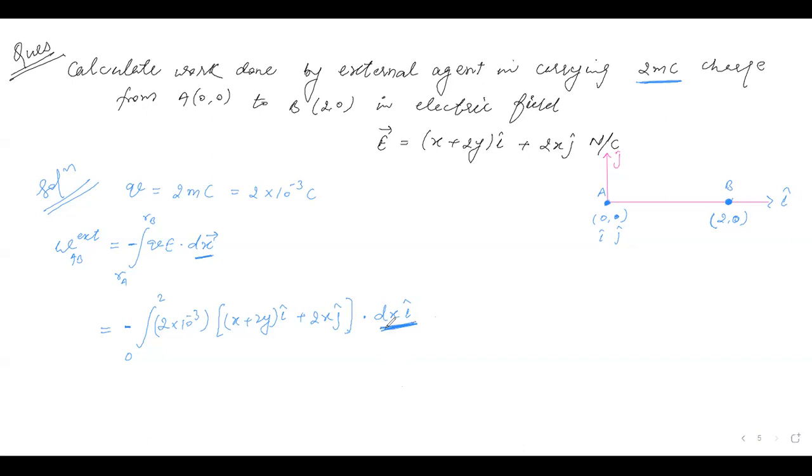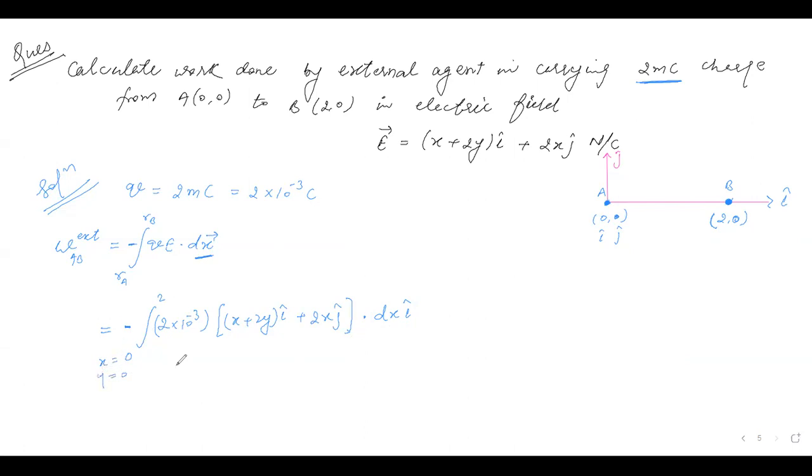Why are we taking here dx I cap, not j cap? Can you tell me? Because it's in the direction of I. Yeah, because all of the values are given in I direction. In the j coordinate, all of the values are 0, right? So we are taking here I cap only. And now you can also write here x is equal to 0 and y is equal to 0.